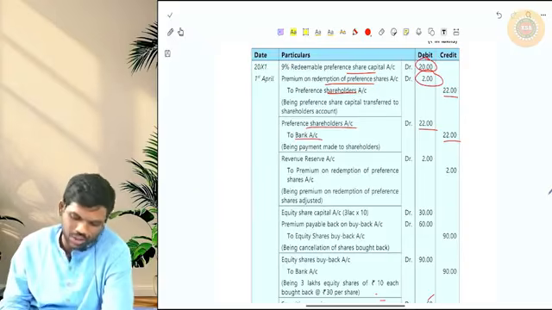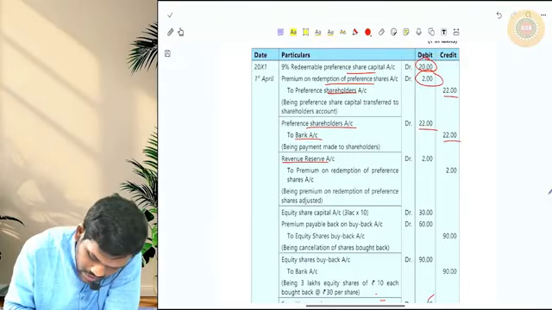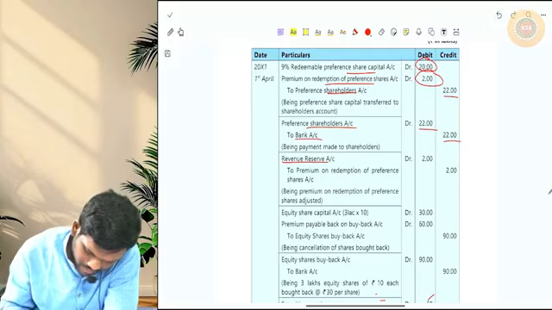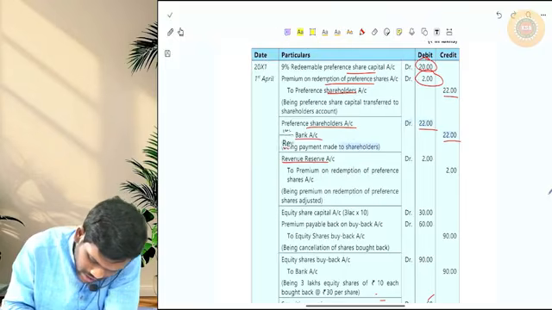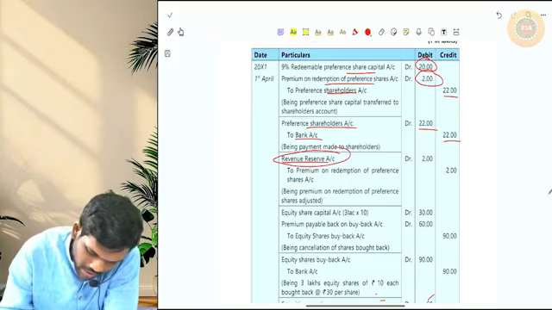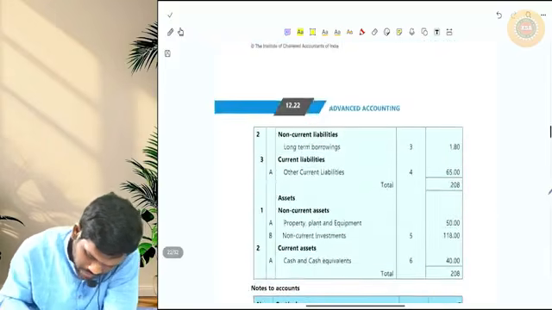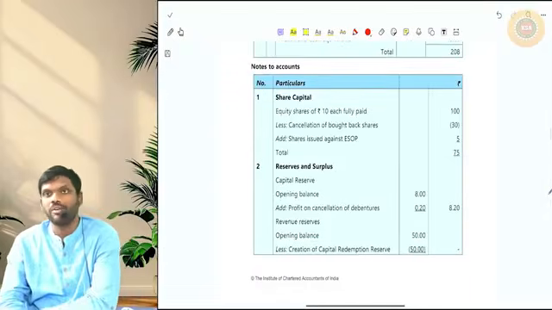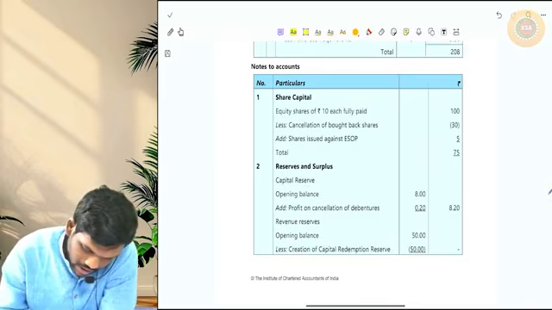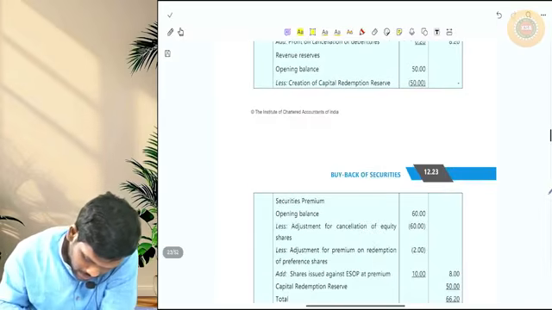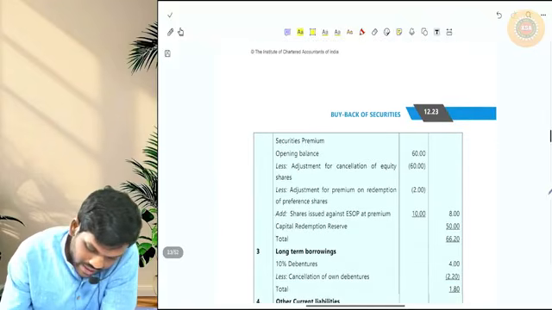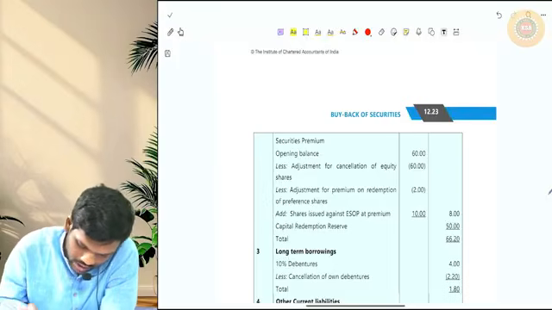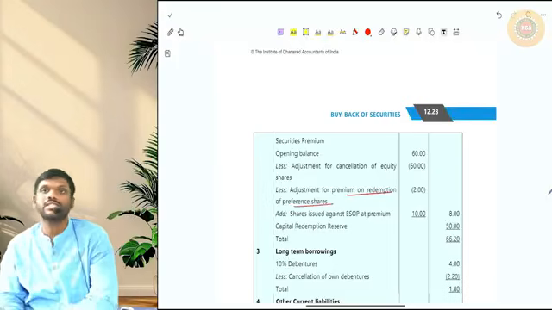Then this premium on redemption will get adjusted against our free reserves. Here ICAI has made a mistake, which they made in the latest book in May 25. In the last May 25 book it was perfect, but here they made a mistake. In the journal entry they debited revenue reserves, but while preparing the balance sheet notes to accounts, that premium on redemption got adjusted against securities premium.